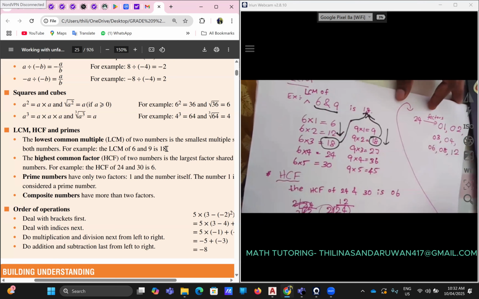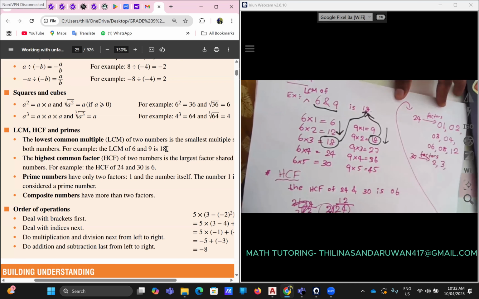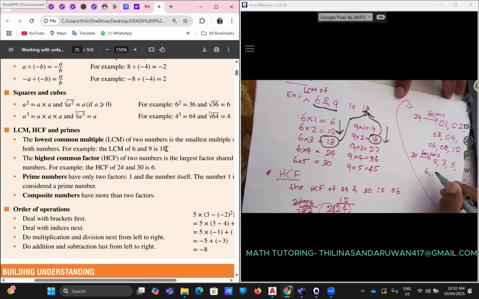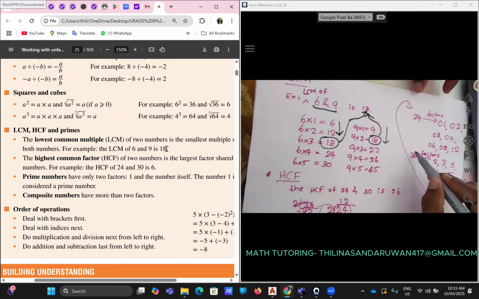And let's see the factors of 30. 2 is a factor, definitely. 3 is also a factor. 4 is not a factor because the balance will be 2 if you divide 30 by 4. And 5 is a factor. 6 is also a factor. 7 is not a factor. 10 is a factor. 11 is not a factor. 15 is also a factor. These are all the factors the number 30 has.